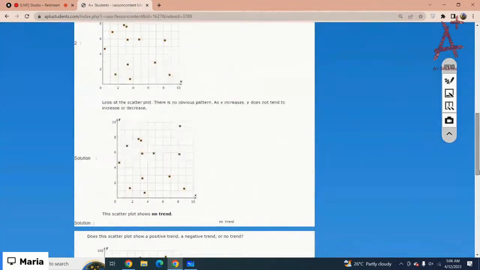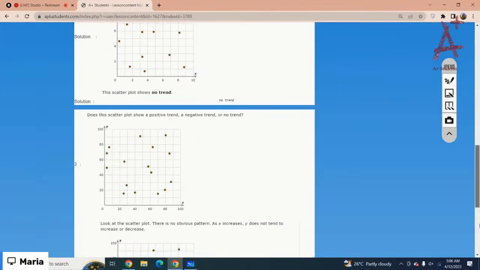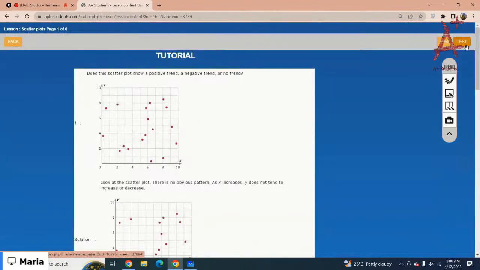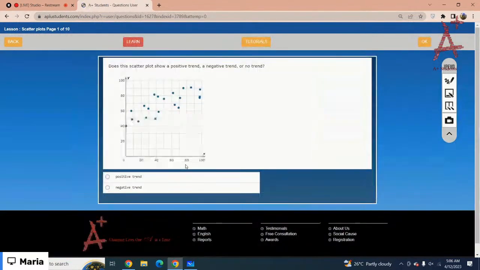Again, this one is no trend. All of them have no trend. Let's just start with the test.